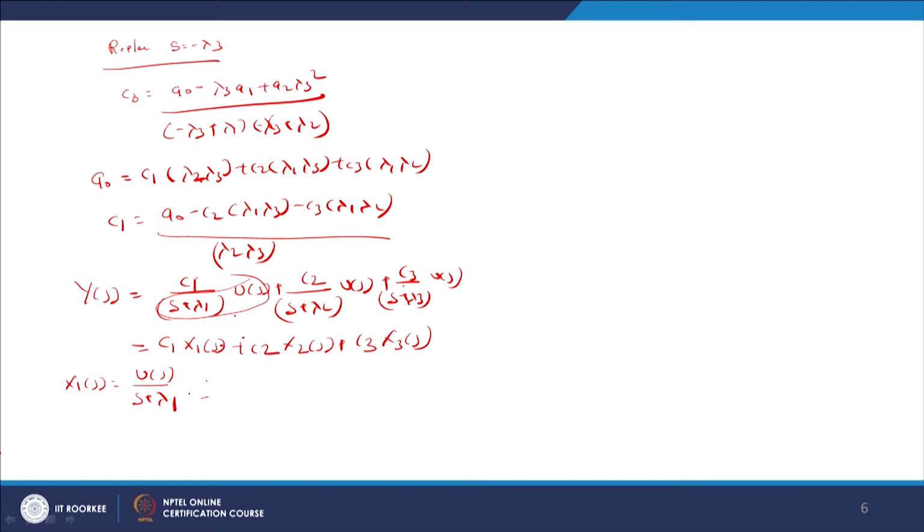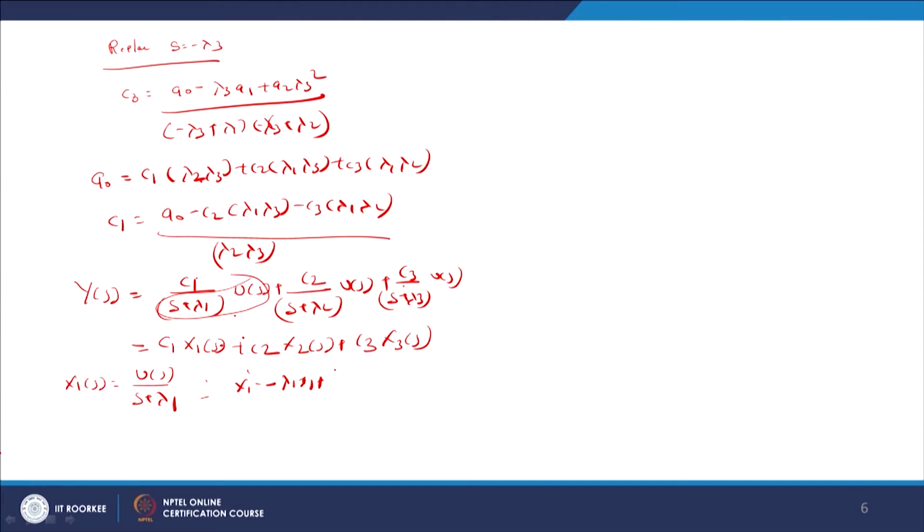Now, what to do further? Because it is in the s domain and we require it in the time domain, here we will apply the inverse Laplace transform. When we apply the inverse Laplace transform, we will get s into X1(s), that is X1 dot, equals minus lambda 1 into x1 plus u.